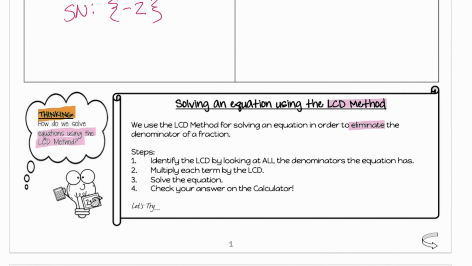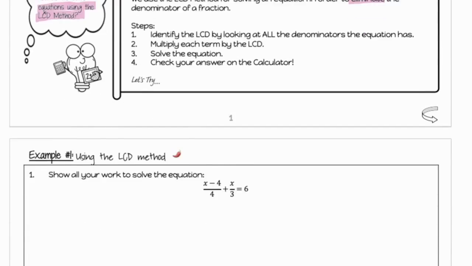And here are my steps. Identify the LCD by looking at all the denominators the equation has, multiply each term by that LCD, solve the equation, and obviously you should always be checking your answer. And I suggest you check using our trick on the calculator. So let's go to page 2.